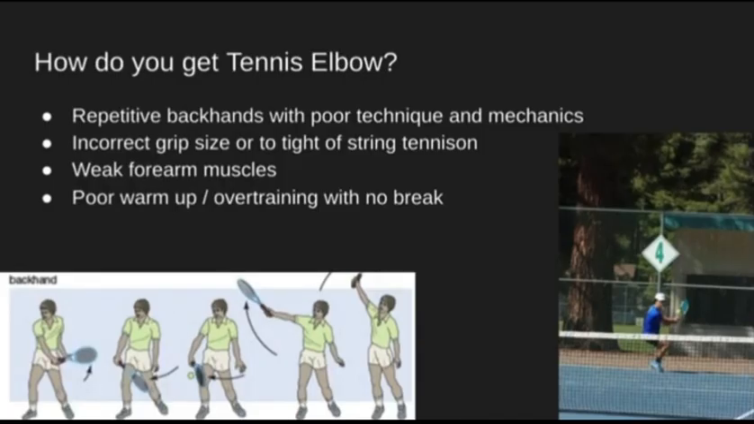How do you get tennis elbow? You can get tennis elbow from repetitive backhands with poor technique and mechanics, and you can also get it from incorrect grip size and too tight of string tension. Some other factors may include weak forearm muscles, poor warm-up, and overtraining.